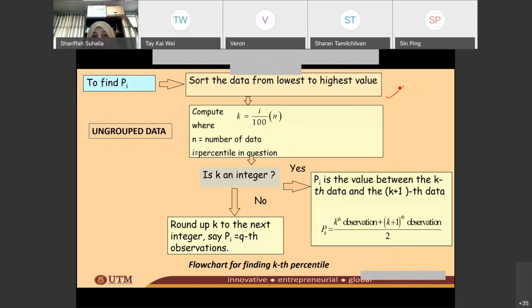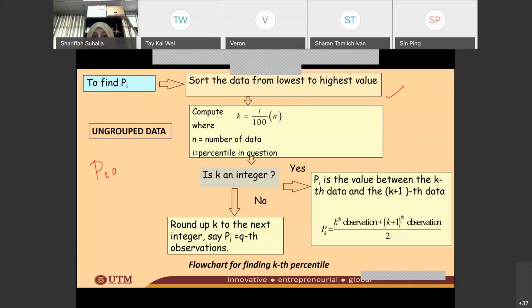Then for ungrouped data, you compute which percentile you want. Here, i is the percentile in question. For example, if you want to find P20, what is the value of P20? That means 20 over 100 times the number of observations in your data set. So it is i over 100 times n.